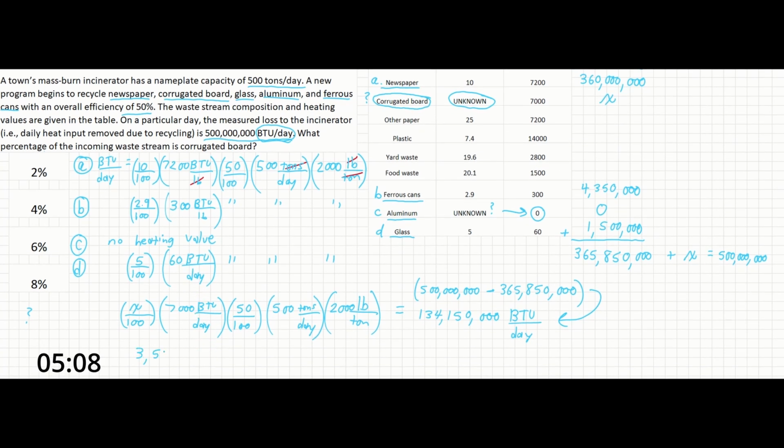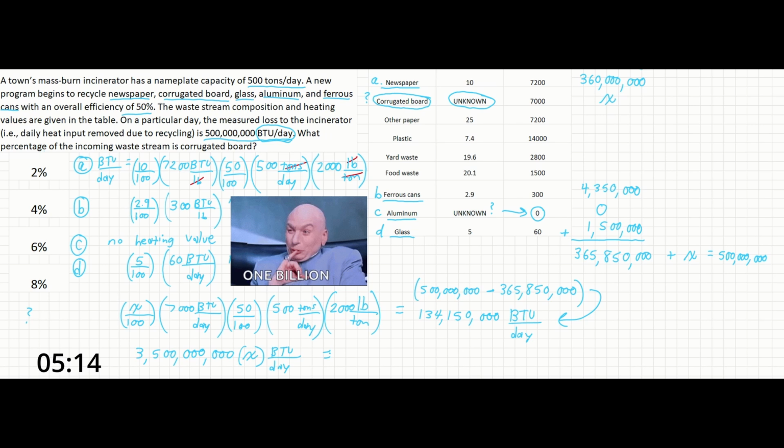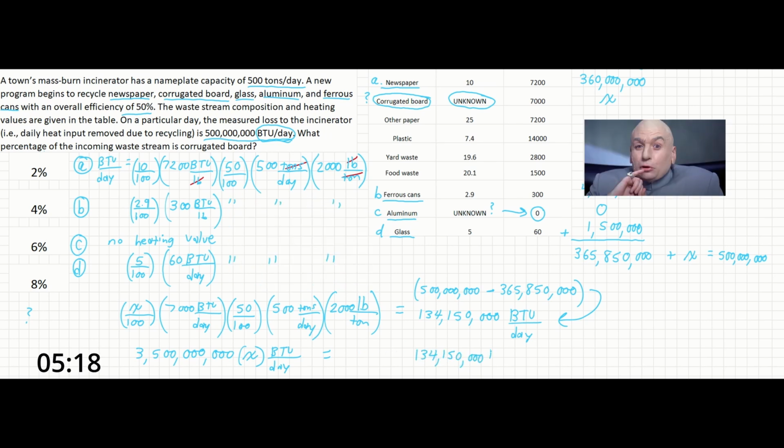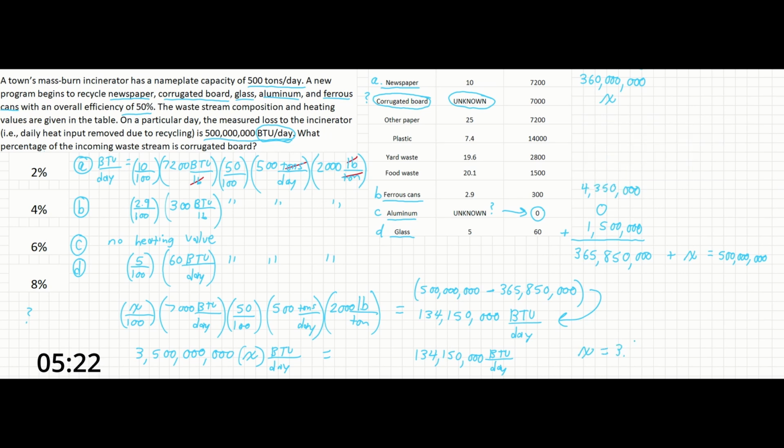So simplifying the above equation, we can see that we have 3.5 billion BTU per day times X equals 134,150,000 BTU per day. Solving for X, we can find that corrugated board is equal to about 3.8% of the total waste stream, which most closely resembles the second answer on the list.